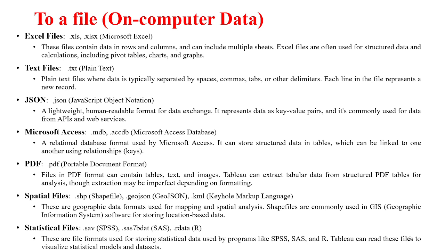Then JSON file. JSON is the JavaScript Object Notation file. It is a human readable format for data exchange. It represents data as key value pairs, and it's commonly used for data from APIs and web servers. Then Microsoft Access Database, MDB.